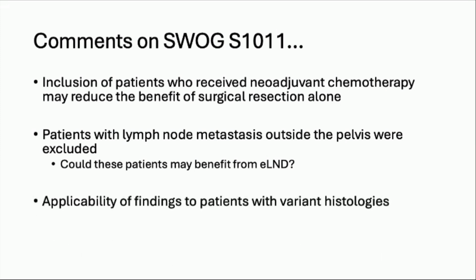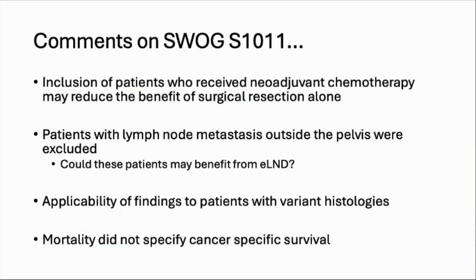Regarding applicability of findings to patients with varying histology, the SWOG trial did allow for patients with predominant urothelial carcinoma with some minor components of variant histology, but for patients with predominant plasmacytoid or other high-risk variant histologies, lymph node dissection might be more important. Mortality did not specify cancer-specific survival, so some of the 30 and 90-day mortality rates, especially with inclusion of patients who progressed with their disease, might not be accurate.